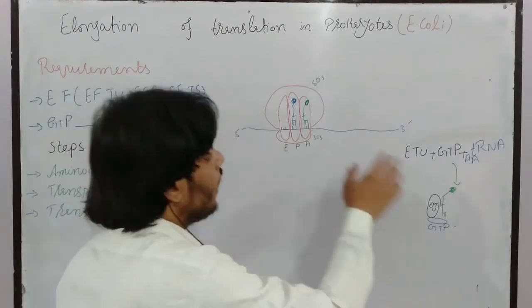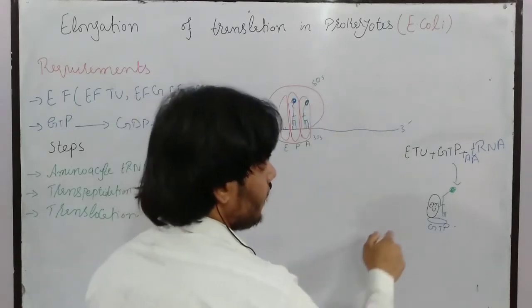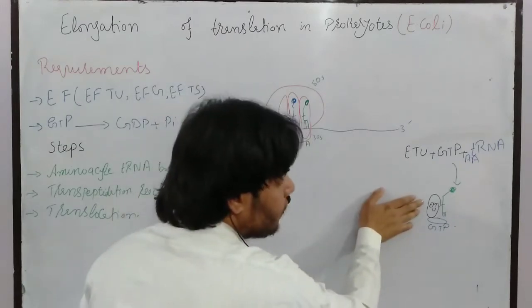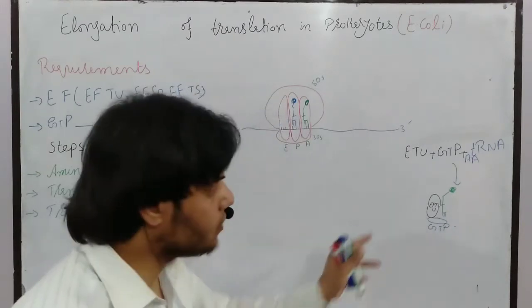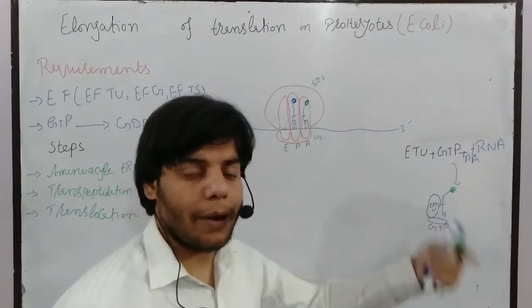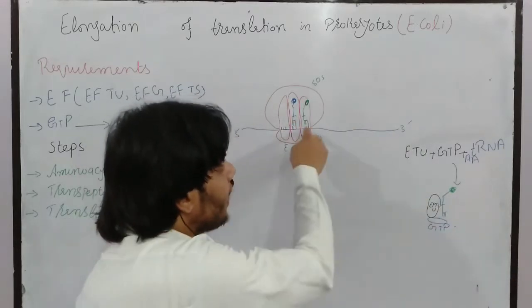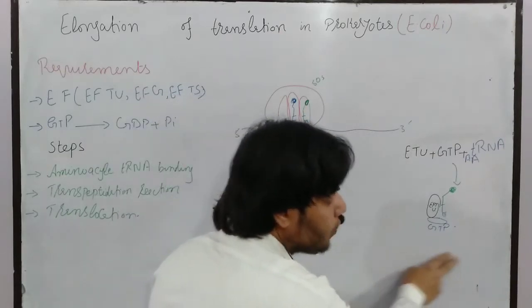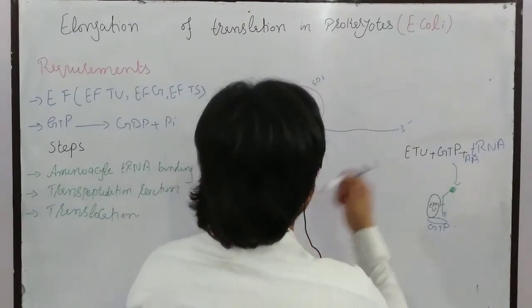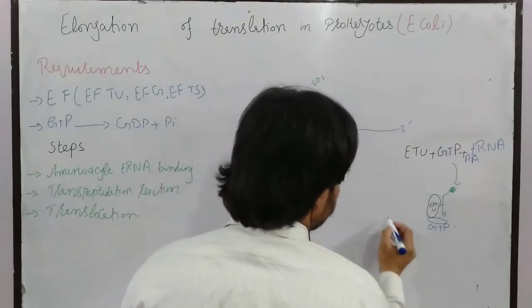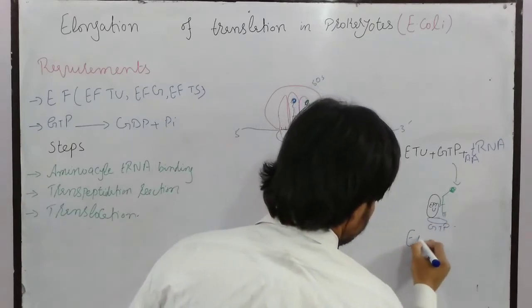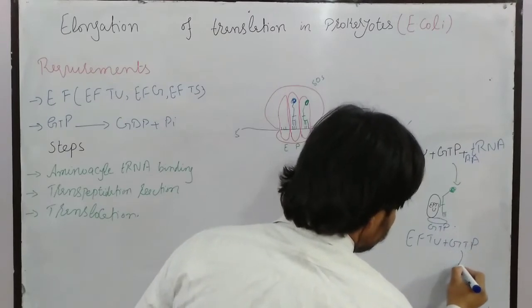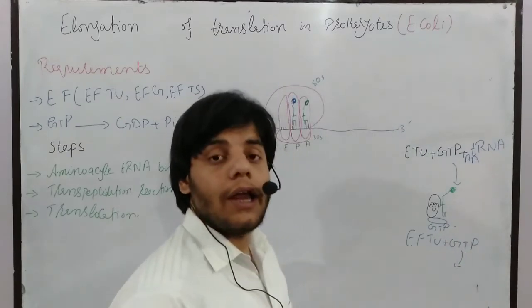Now during this stage, what happens? Once it binds to that specific area, EF-Tu and GTP are released. The main function of EF-Tu and GTP is to give energy to this new aminoacyl transfer RNA, to bind to the A site perfectly. Once it binds to the A site perfectly, these two proteins are released. Let's suppose EF-Tu and GTP are released out. Then this GTP will be converted into GDP.